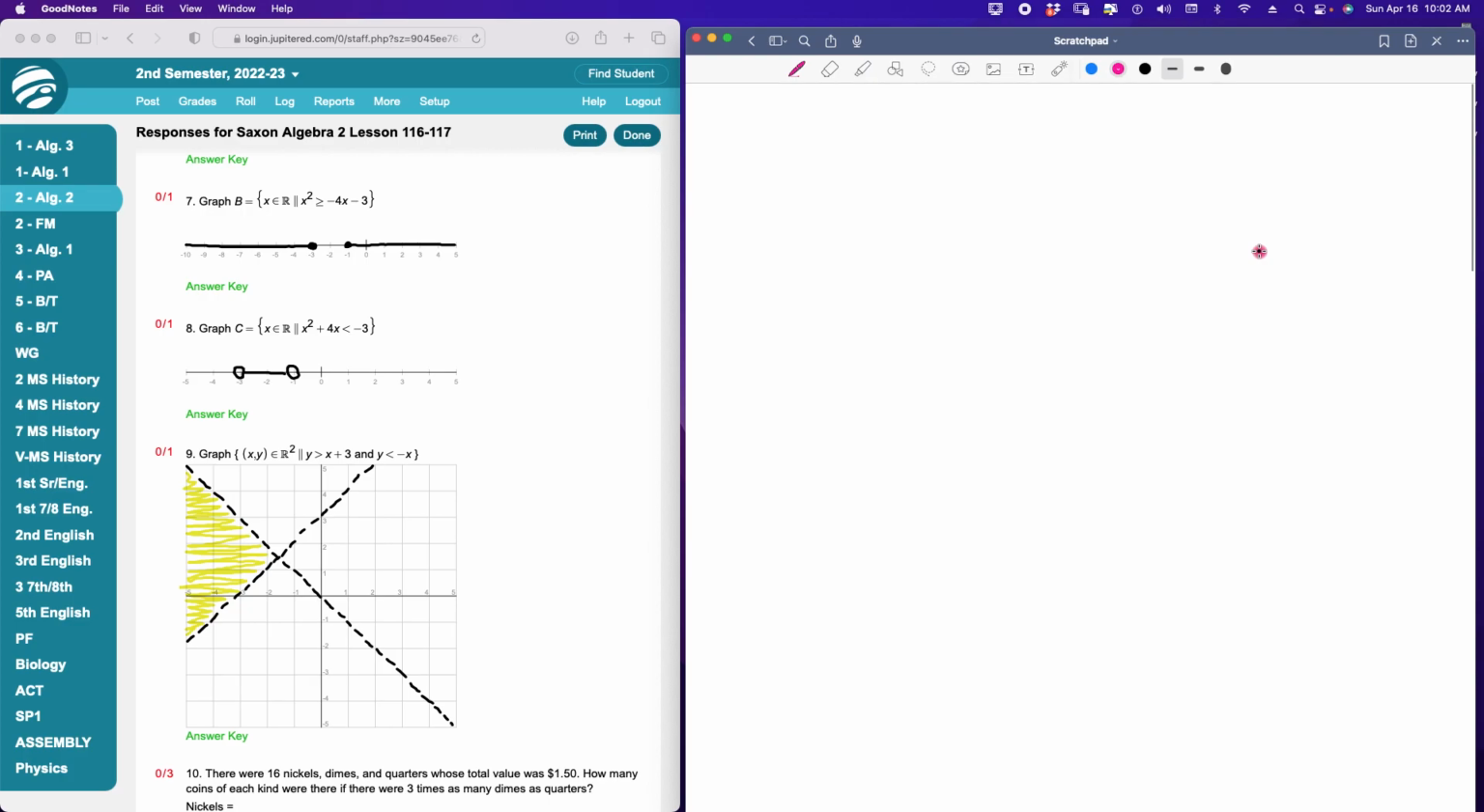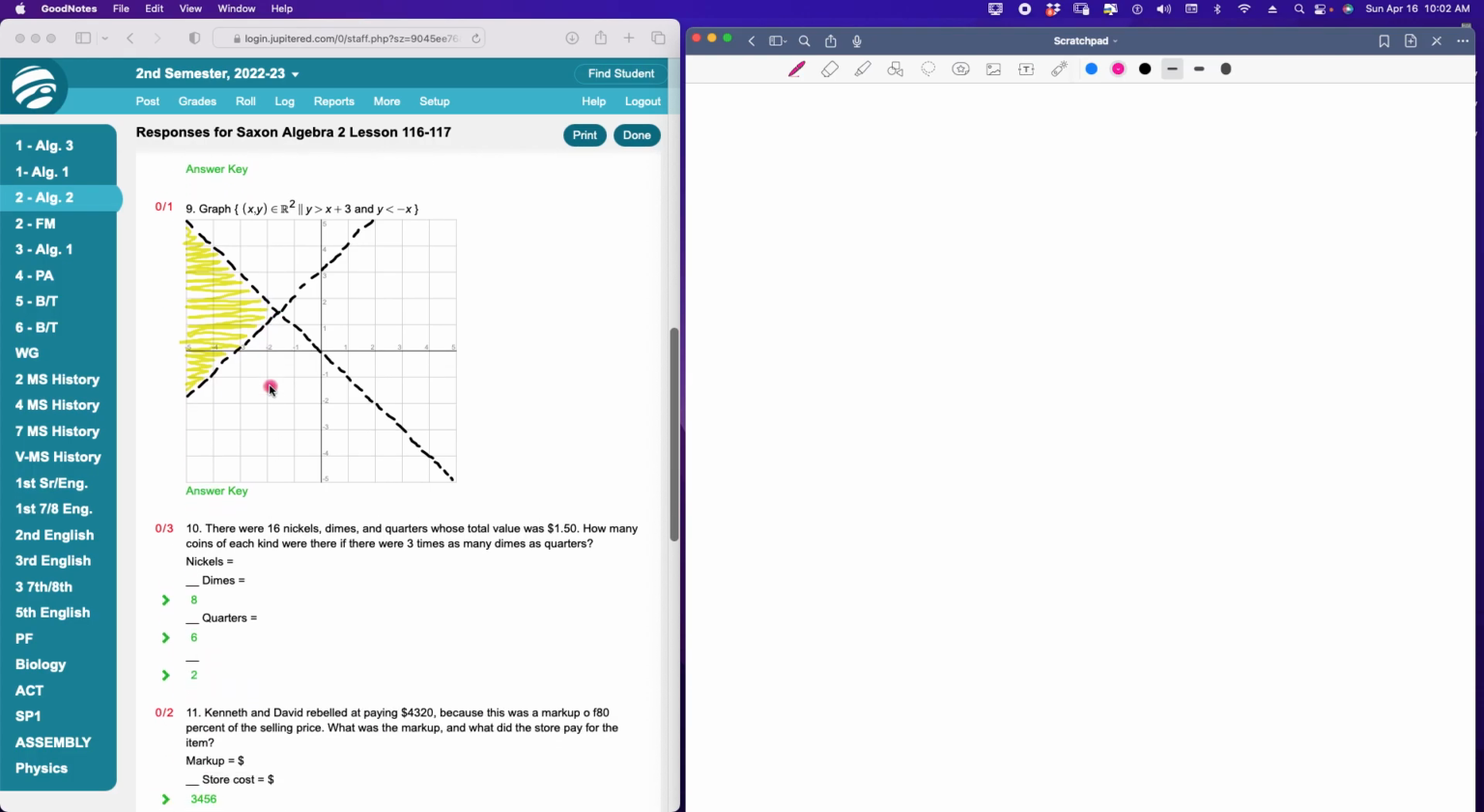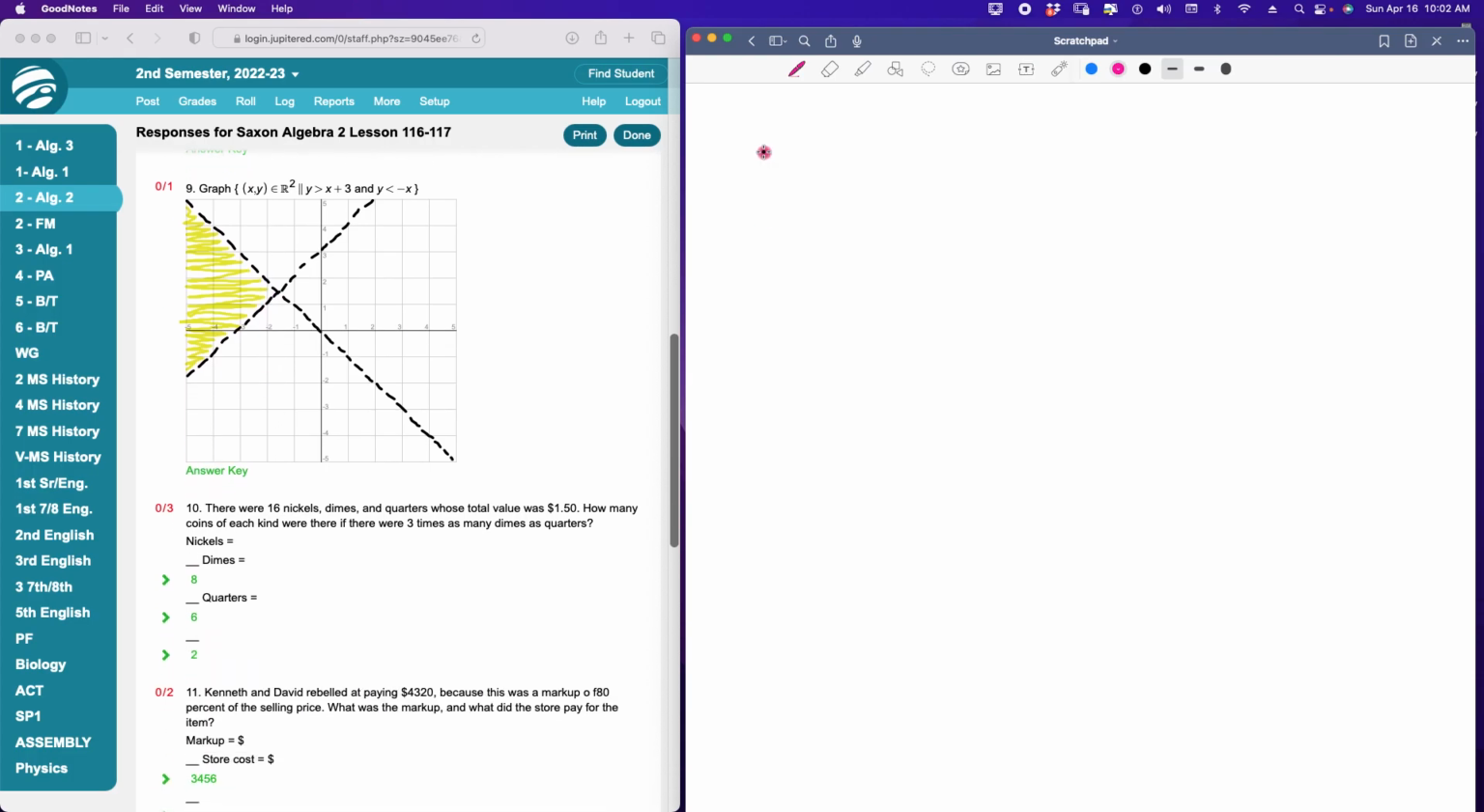Actually, the next one is very much like this one, so I'm going to let you do that one on your own. Number 9. Here we have a conjunction, or it's not a conjunction, it's linear inequalities.